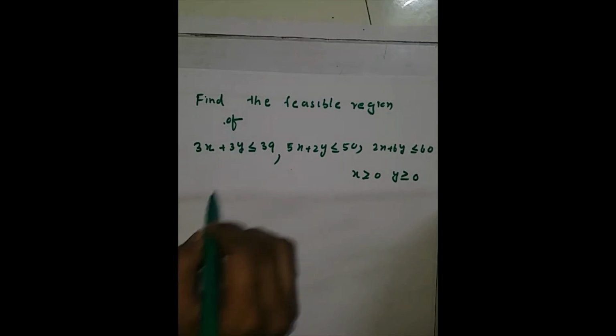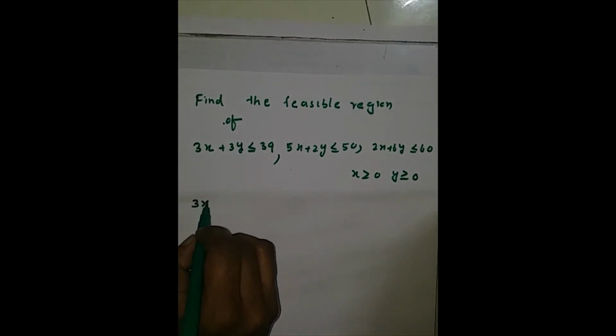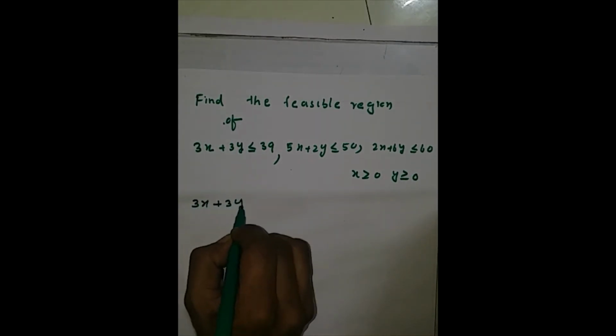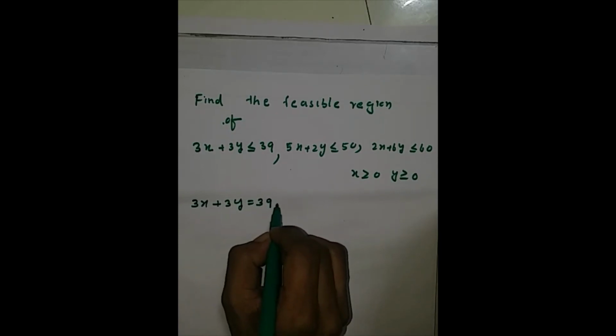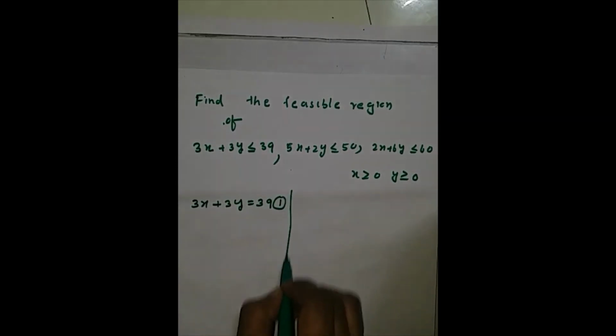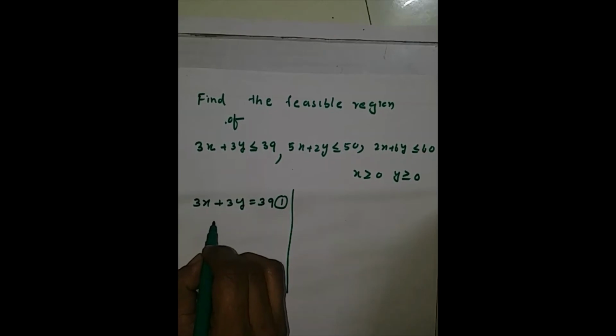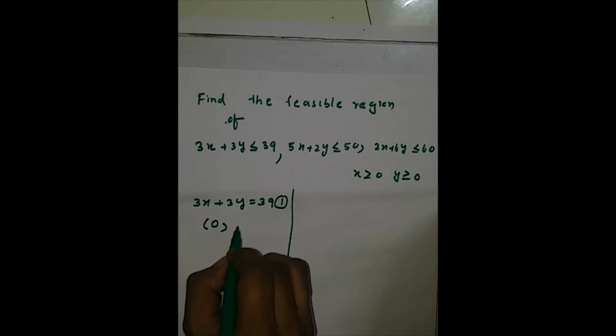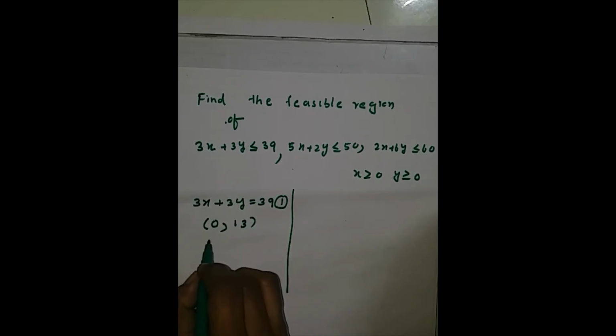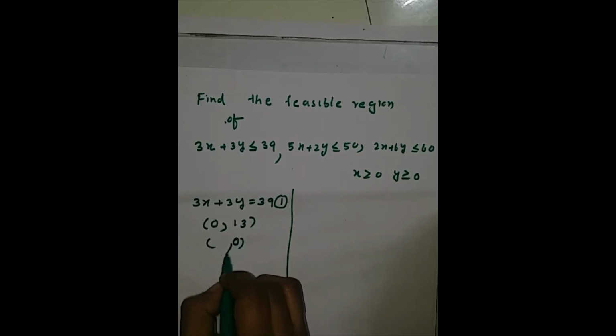For drawing this line, 3x plus 3y equal to 39, giving equation number 1, we require 2 points of this line. Putting x equal to 0, y equal to 39 divided by 3. Putting y equal to 0, x equal to 39 divided by 3.